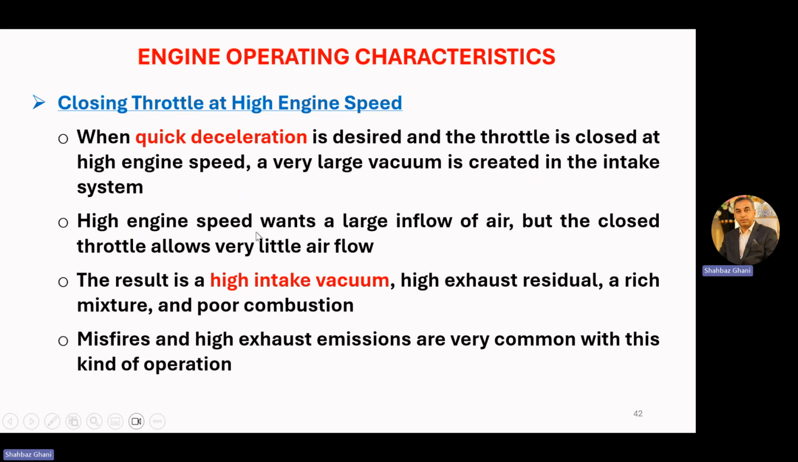High engine speed wants a large inflow of air, but the closed throttle allows very little air flow. So there is a restriction in the airflow. The result is a high intake vacuum, high exhaust residue, a rich mixture, and poor combustion. Misfire and high exhaust emissions are very common with this kind of operation.